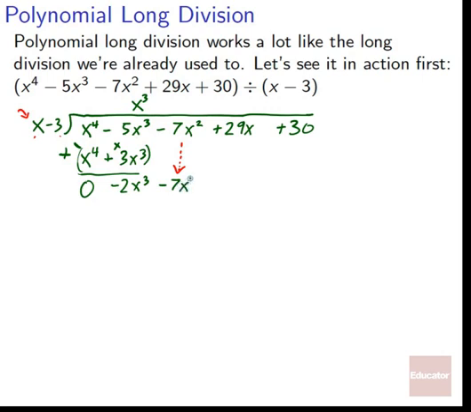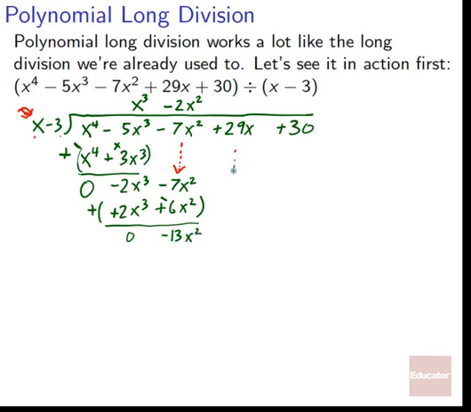So minus 7x squared. Now we ask ourselves, how many times does x go into negative 2x cubed? Well, that's going to go in negative 2x squared. So negative 2x squared times x minus 3 becomes negative 2x cubed. Negative 2x squared times negative 3 becomes plus 6x squared. Now we subtract all this stuff. So we distribute that, that becomes positive, this becomes negative. We now add these things together. Negative 2x cubed plus 2x cubed becomes 0 once again. Negative 7x squared minus 6x squared becomes negative 13x squared.